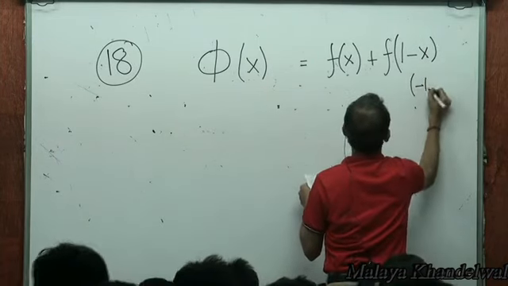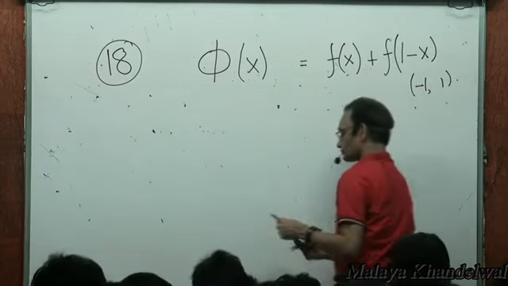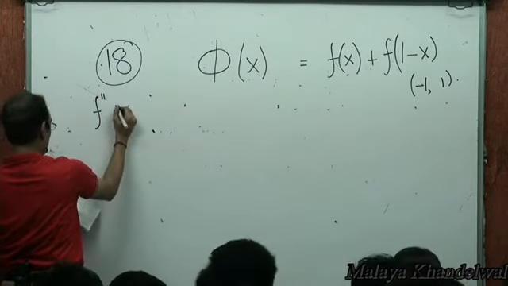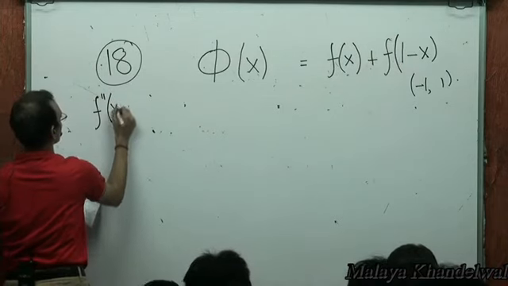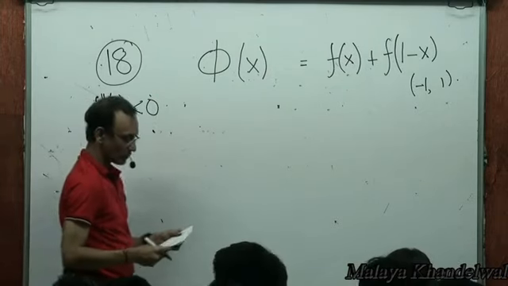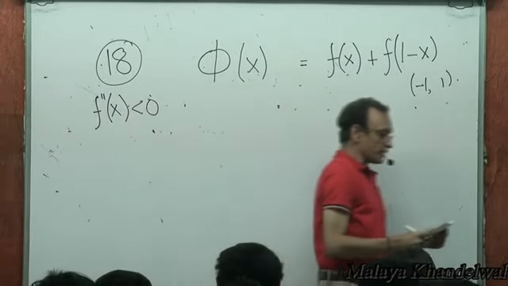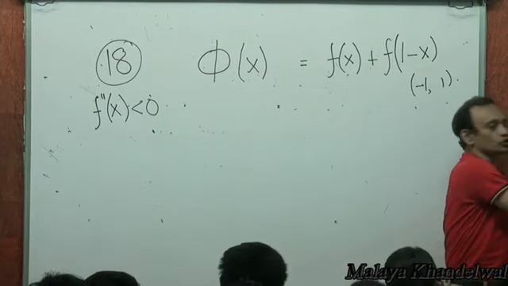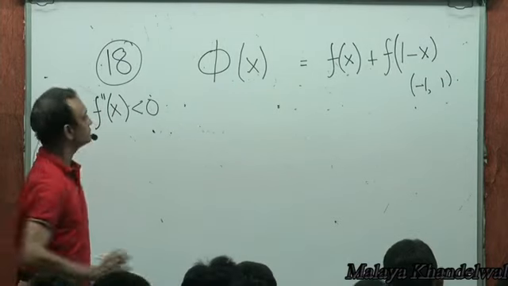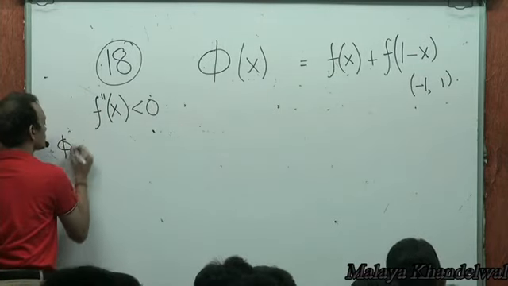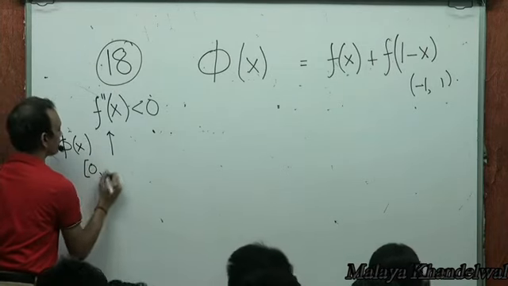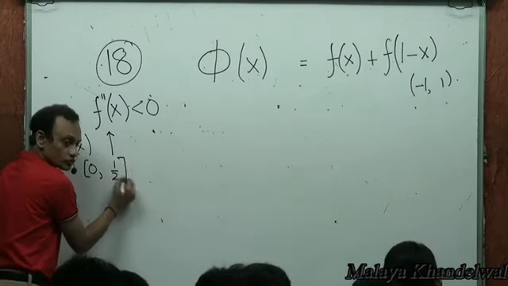In minus 1 to 1. And it's also given that f double dashed x is less than 0. We want to show that phi x strictly increases. We want to show that phi x increases in the interval 0 to half. This is what we want to show. Clear?